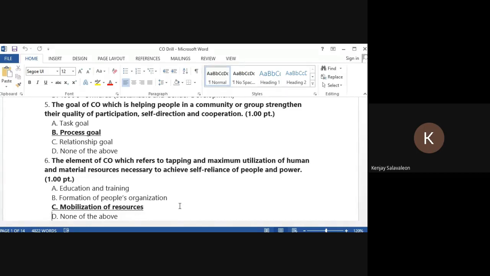Process goal naman has something to do about the quality of participation, direction, and cooperation. And the relationship goal has something to do about the maintenance of harmonious relationship in the organization or in the community. Okay. So yun yung basically yun yung tatlong goals ng CO.